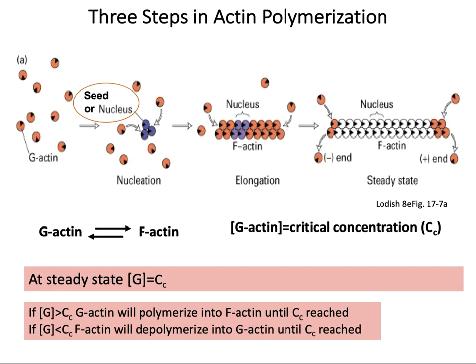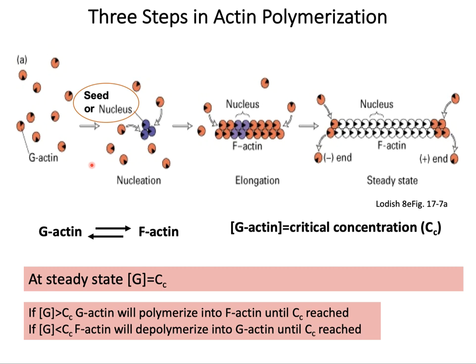To understand the difference between the two ends, we have to first look at actin polymerization in general. Actin polymerization takes place in three steps. The first step is known as nucleation. What happens in the first step, and this is the rate-limiting step, or the slowest step, is that you have a group of G-actin monomers and a few of them will come together to form a trimer. Sometimes it is also known as a seed or a nucleus, and this step is known as nucleation. Once this happens, polymerization will occur much more rapidly.